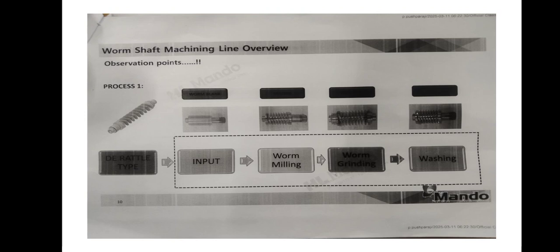After this I will talk about the worm machine process. First, we take the blank shaft. Next process milling. Next grinding, and the final process is washing.